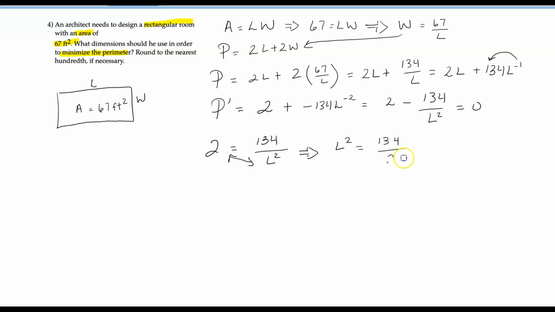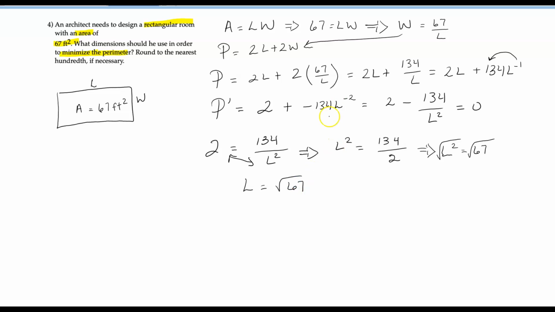Okay, I'm sorry, not divided by 2. Oh yeah, it is divided by 2. Sorry, I don't know what I was thinking there for a second. And I get something that looks like this: L squared equals 67. So to find L, I take the square root. So L will equal the square root of 67.